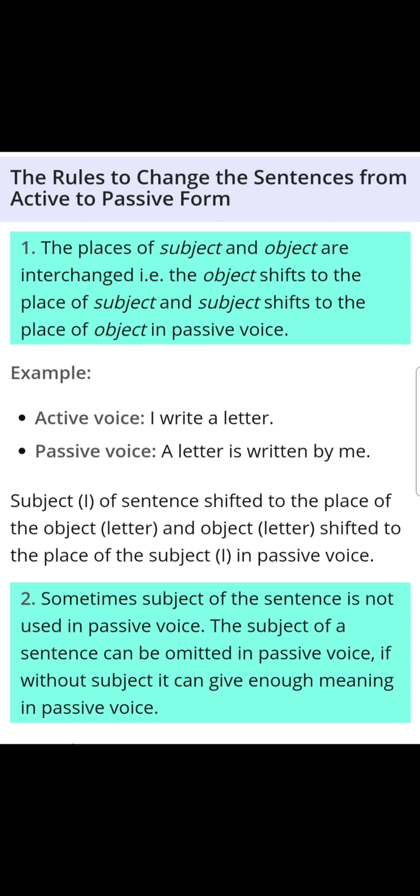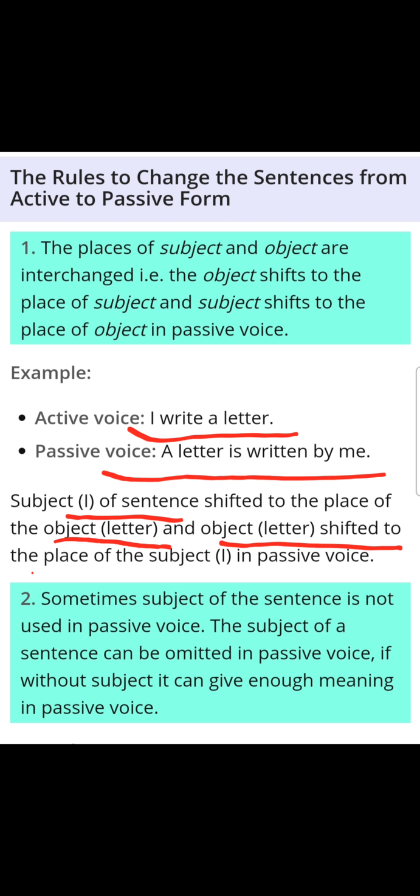So I write a letter becomes a letter is written by me. Now I have written the detail for you. Subject I of the sentence is shifted to the place of the object letter, and the object letter is shifted to the place of the subject I in passive voice.